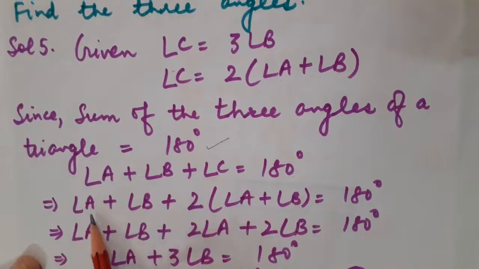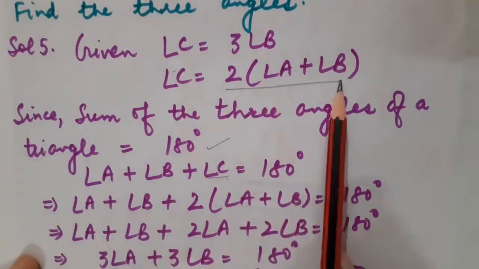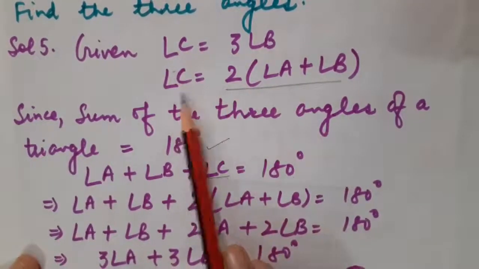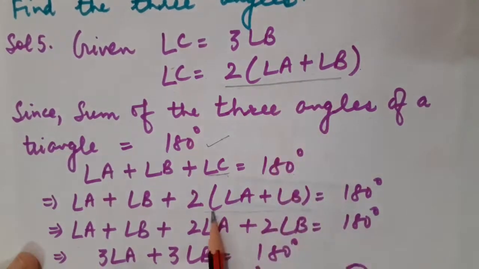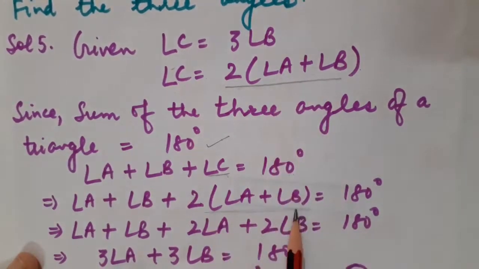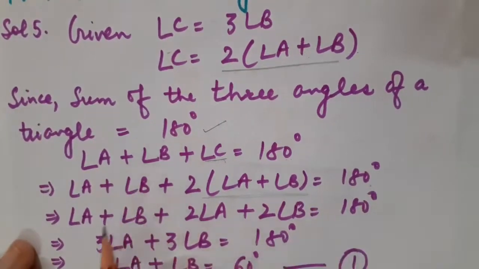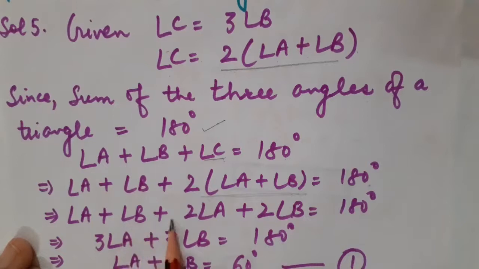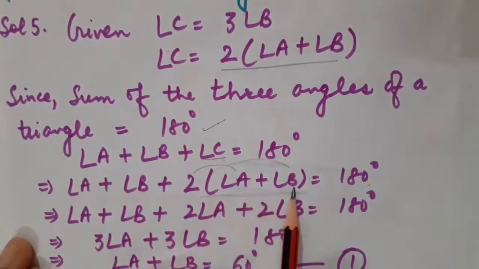So it implies to angle A plus angle B plus, at place of this C, children, I am writing this value. That is angle C is equal to twice of angle A plus angle B. So here I am going to substitute this value of angle C over here, right? Which is equivalent to 180 degree. Now solve it. Angle A plus angle B, this 2 will enter inside the bracket, will be multiplied with both the terms.